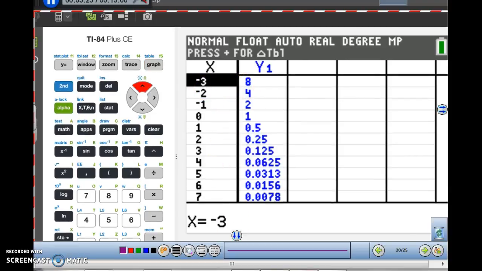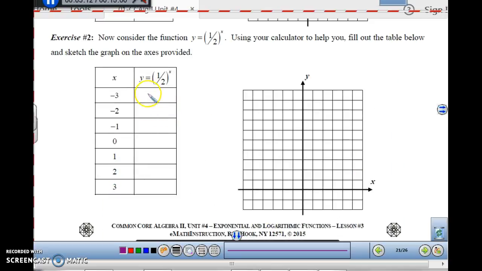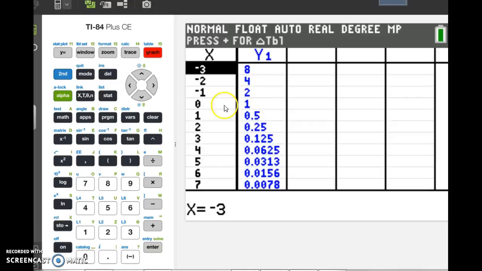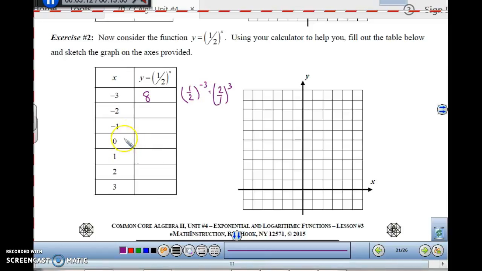So in my table, 1/2 to the negative 3 would be 8. That makes sense, because this is 1/2 to the negative 3. This would flip and become 2 over 1 to the positive third. 2 to the third is 8, and that's what it works out to be. Now, 1/2 to the negative 2, we said, was 4, and then 2, and then 1, because anything raised to the 0 power is always 1.